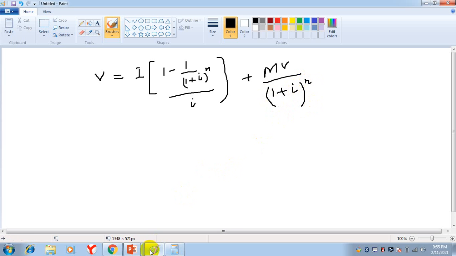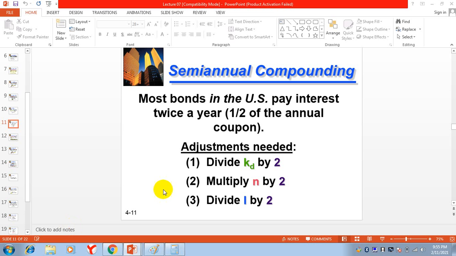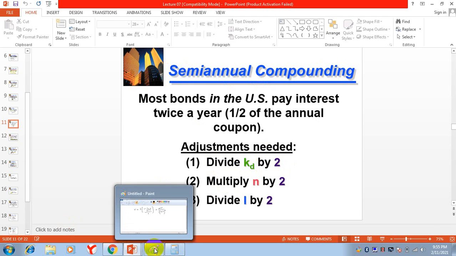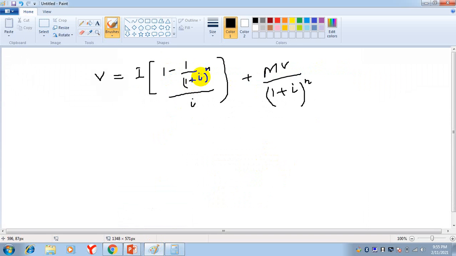Now what is he saying? Some adjustments are needed when there is semi-annual compounding. Divide KD by 2. Now look at KD. Here our KD is I. The discount rate was 10%. But if there is semi-annual compounding, this 10% will be divided by 2. So we will divide I by 2, 10% by 2.